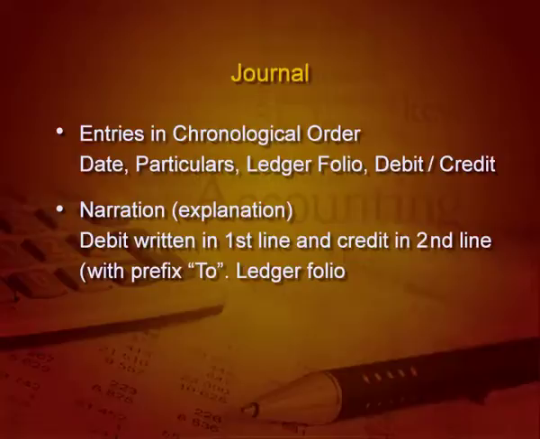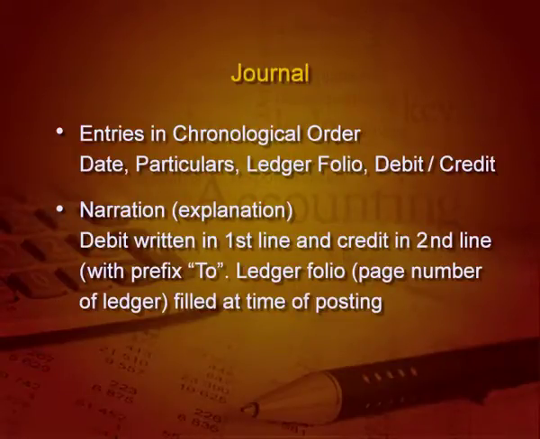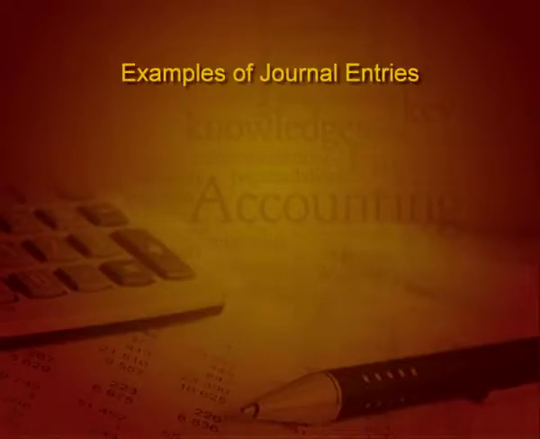Then ledger folio, I already told you, is the page number of the ledger, which will be filled only at the time of posting it into the ledger. So while recording you will just write the entry, and when we post it into the ledger, then that ledger page number will come in the journal entry, right. Now let us see some examples of journal entries.